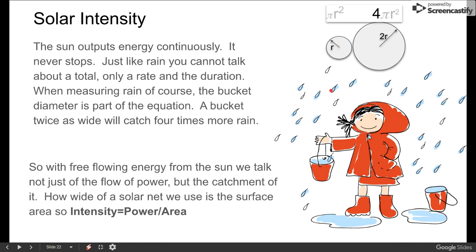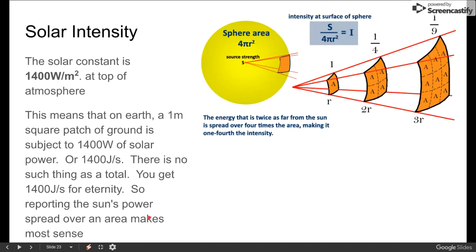So instead of just talking about the wattage of light raining down on us, we talk about the wattage or energy flow rate divided by the bucket that's being caught in. So we tend to talk about sunlight and other forms of radiation as power in a unit area. At the top of the Earth's atmosphere, the sun emits 1,400 joules per second onto a surface area of 1 square meter. It's a very simple concept.